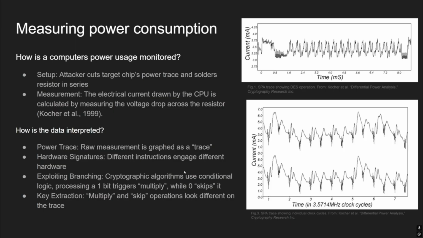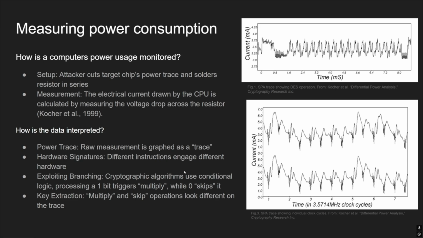Measuring power consumption. The attacker finds the power pin on the target chip. They cut the power trace and solder a resistor into the circuit. A small 50 ohm resistor is inserted in series with the power or ground input. The voltage difference across the resistor divided by the resistance yields the current.